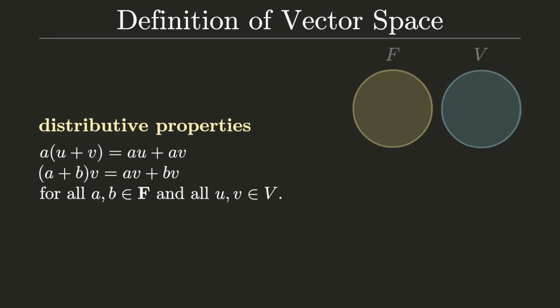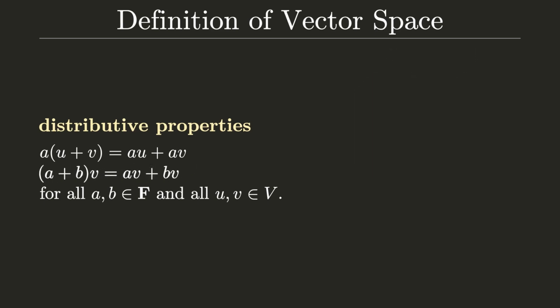Lastly, we have distributive properties. It states that a scalar times the sum of two vectors should be equal to adding together both of the vectors multiplied by the scalar. The second line states that the sum of two scalars times a vector equals taking the product of the vector and both of the scalars and then taking the sum. It's quite similar to the distributive property of numbers.